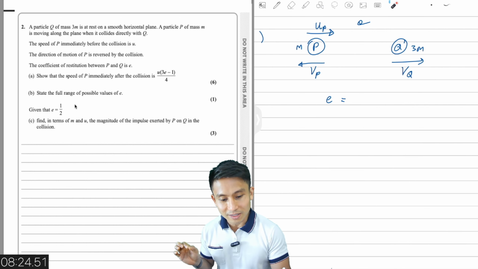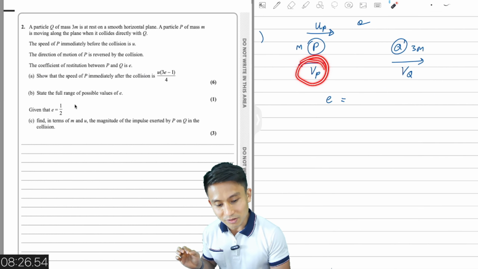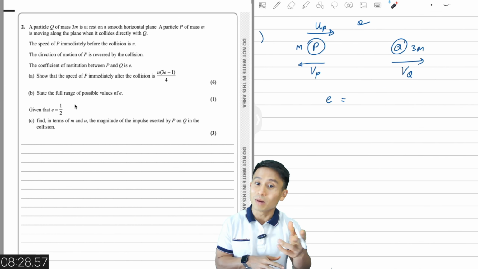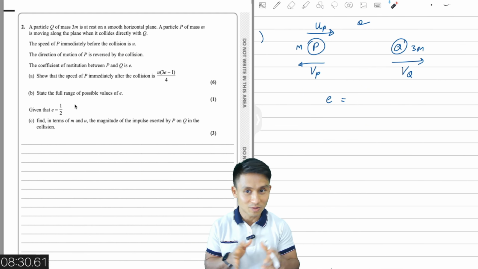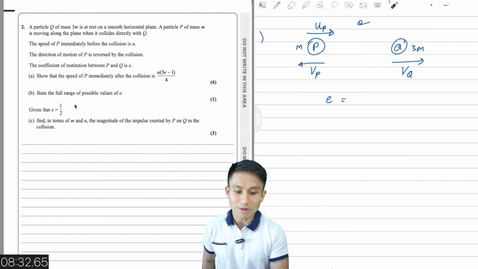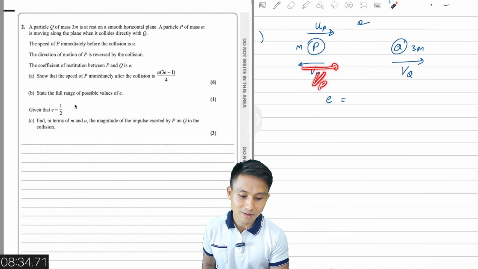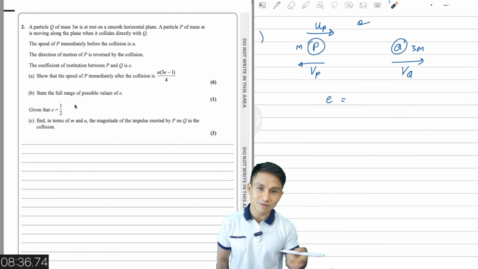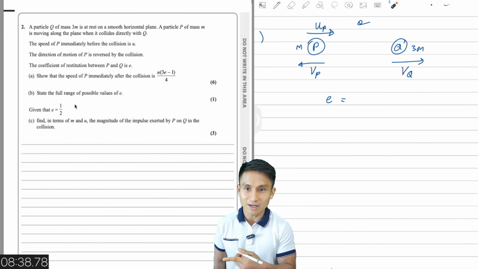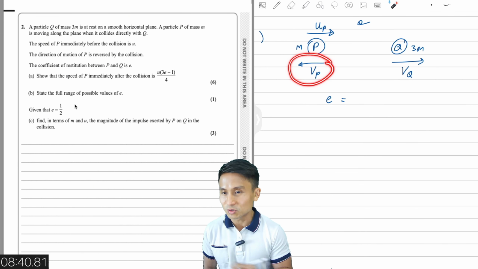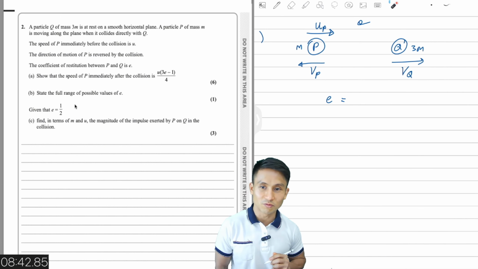Because if you already construct the direction of Vp going to the left, and if you do minus, like the formula says, that is when you get confused. I mean, you could do Vp like this, but then you will find that Vp, after solving everything, is going to be a negative value. So why not just make it to the left, because we know that the direction of P is reversed.